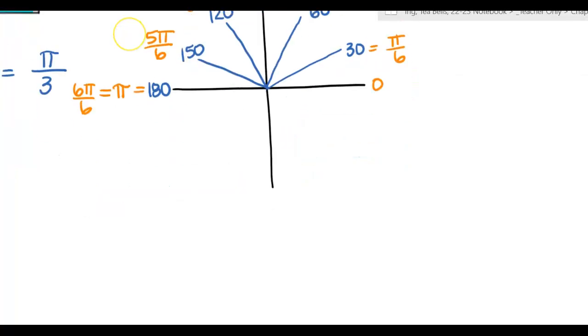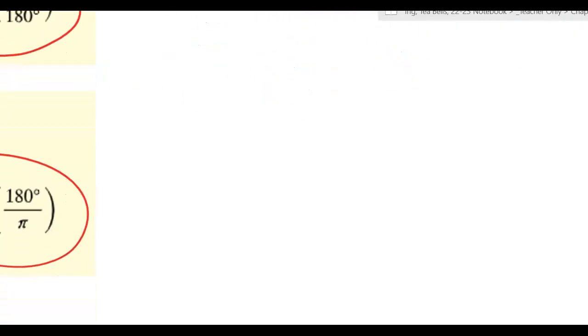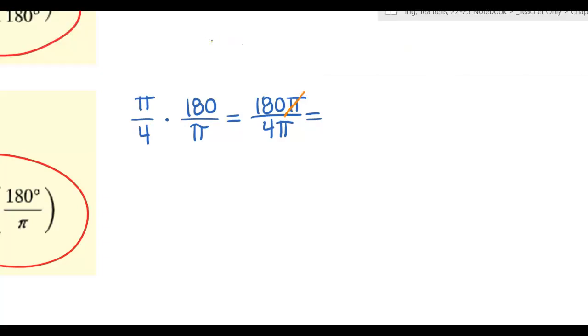All right, so let's go back and do an example of converting from radians back to degrees. So let's say pi over 4. When we're going from radians to degrees, we want to make sure we take pi away. In order to do that, we put our pi on the bottom. When we multiply across, we get 180 pi over 4 pi. Remember, if something's on the top and on the bottom that we can factor out, it cancels. So pi over pi cancels.